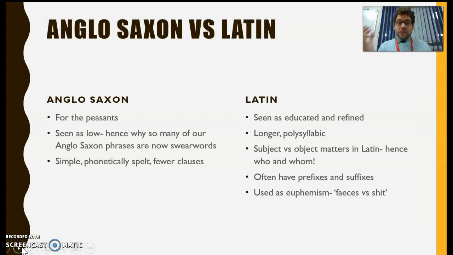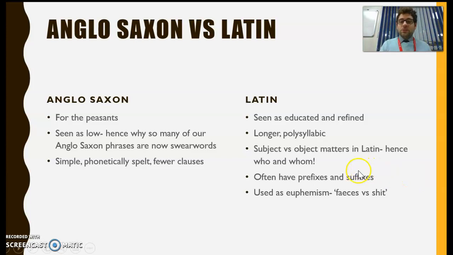So we get this big breakdown that Anglo-Saxon is for the peasants, low and very simple and phonetically spelt, with fewer clauses, whereas Latin is seen as educated and refined, and it's longer and polysyllabic. And the subject versus object matters in Latin. We get these daft rules from Latin, not daft in Latin, but it's daft that we take them into English. Who and whom matter in Latin because the subject and the object are different words. We still try to take those rules on, but it doesn't quite work.